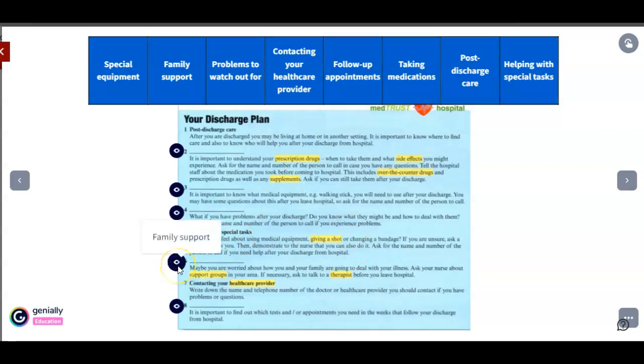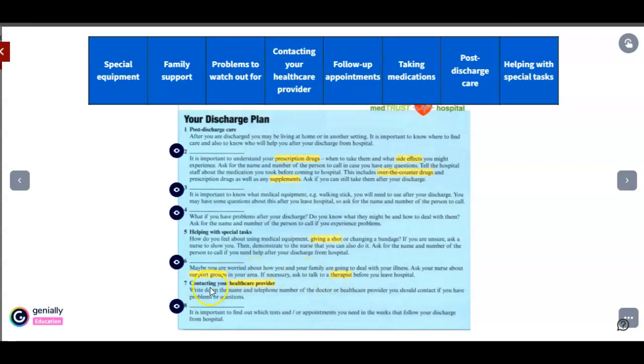Then the sixth element has to do with the family support. Obviously, we know that not only the patient is the one going through this process, but also the family. Sometimes they will need to go to some support groups. For example, in the case of a patient having cancer or receiving chemotherapy, sometimes the family members, the next of kin, don't know how to handle this situation. So it is important to give them some support groups, or even ask them to attend some therapy.